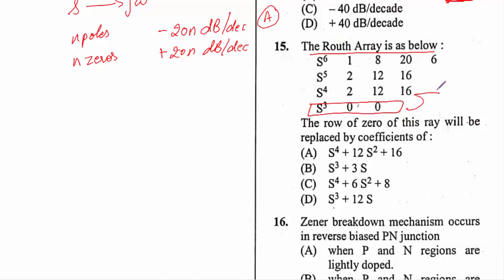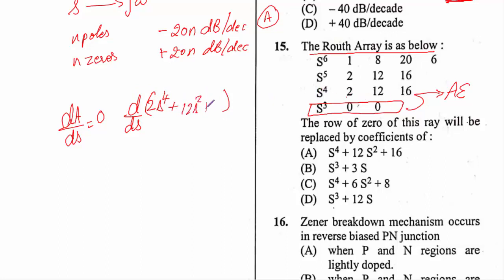At that time what you have to do is you have to take the auxiliary equation, that is dA divided by ds, nothing but you have to differentiate this fourth row. So when I am going to differentiate this fourth row, I will be getting 2 times of s power 4 plus 12 times of s square plus 16 times of s power 0, nothing but 16, which is equals to 0.